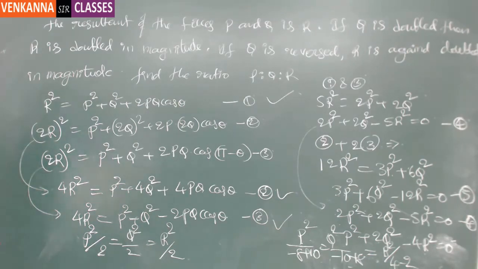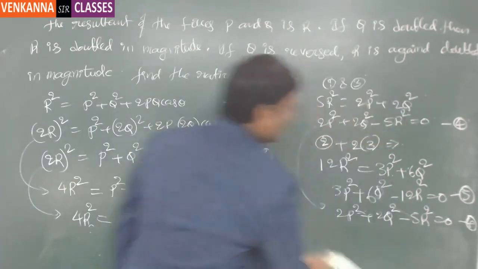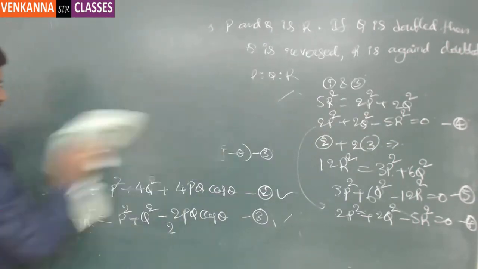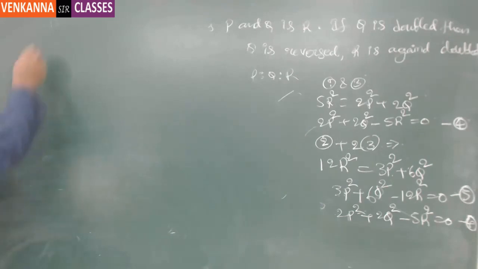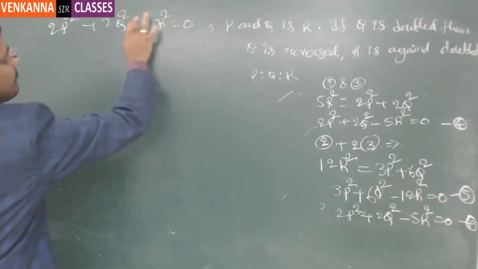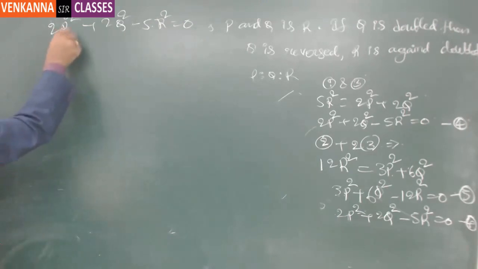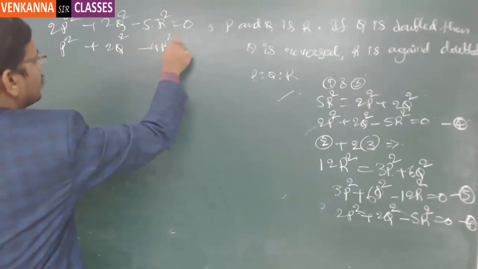Okay, so I'll erase this and redo from here. You note down till this point. I'll do it here. So the equations we have got are, one: 2p square plus 2q square minus 5r square equal to 0. This is equation number 1. And the second one is p square plus 2q square minus 4r square equal to 0.